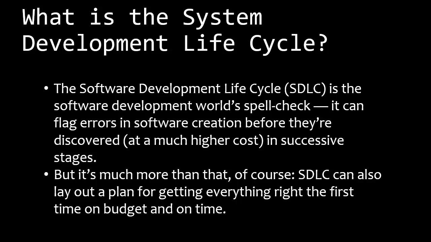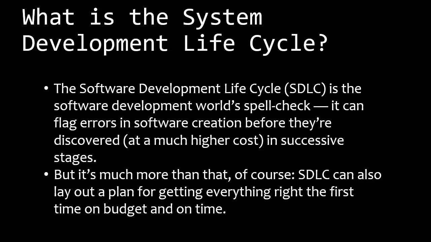The system development lifecycle is the software development world's spell check. It can flag errors in software creation before they're discovered at a much higher cost in successive stages. That's why we walk through this. If we walk through it and do it well, we can ensure we can be successful. We can find potential risks and problems early on that could have caused failure or more expense later in implementation. So what we want to do is walk through the steps and address these early so they don't become problems.